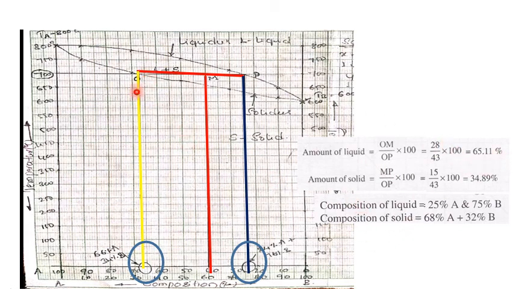Similarly, to know the amount of solid, stand at the solidus line, and take the length of the opposite arm divided by the length of the overall arm. So you are going to get MP divided by OP times 100, that is 34.89. This is how you can calculate the amount of solid and liquid present at a given temperature and a given alloy composition.